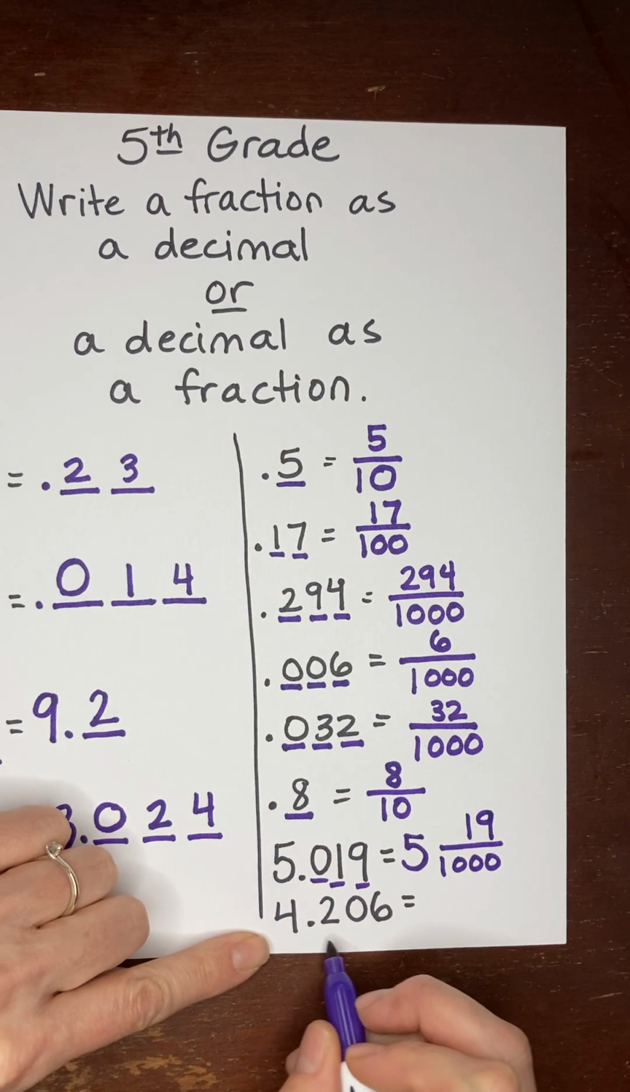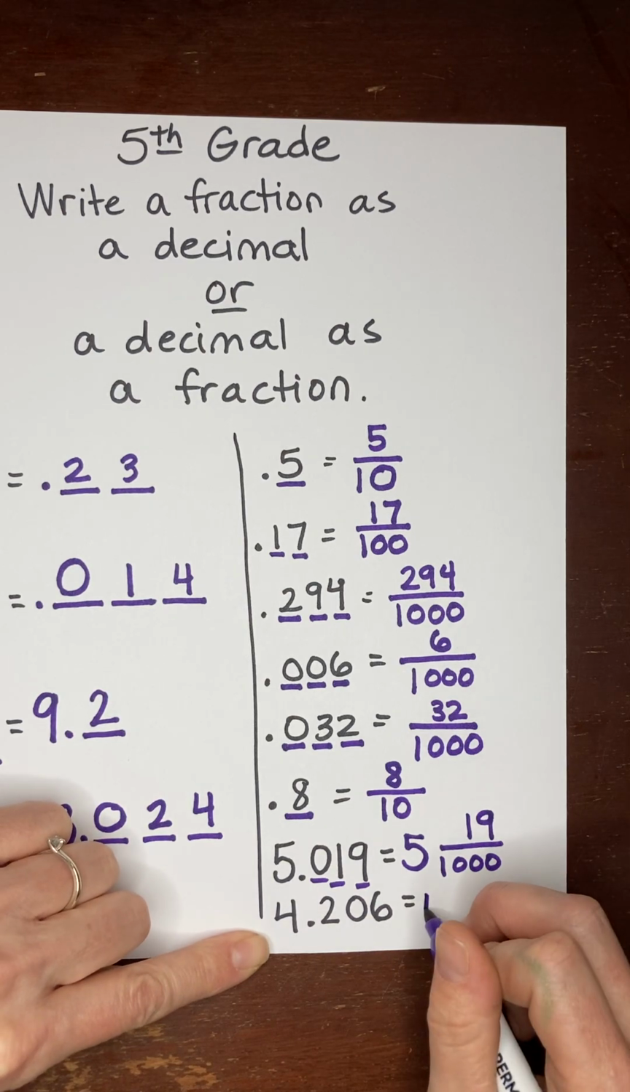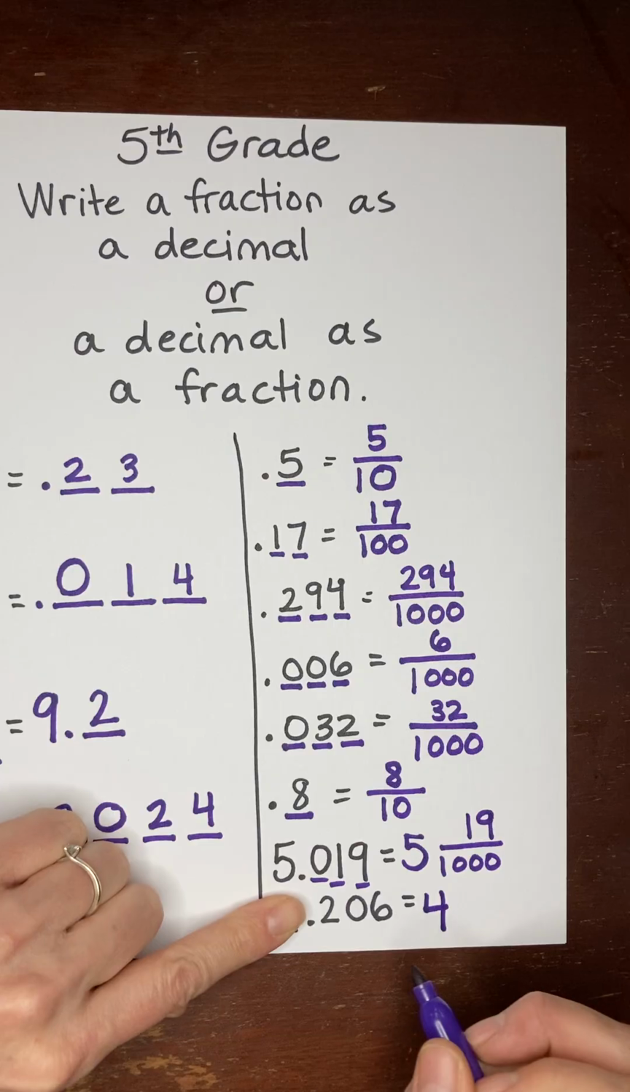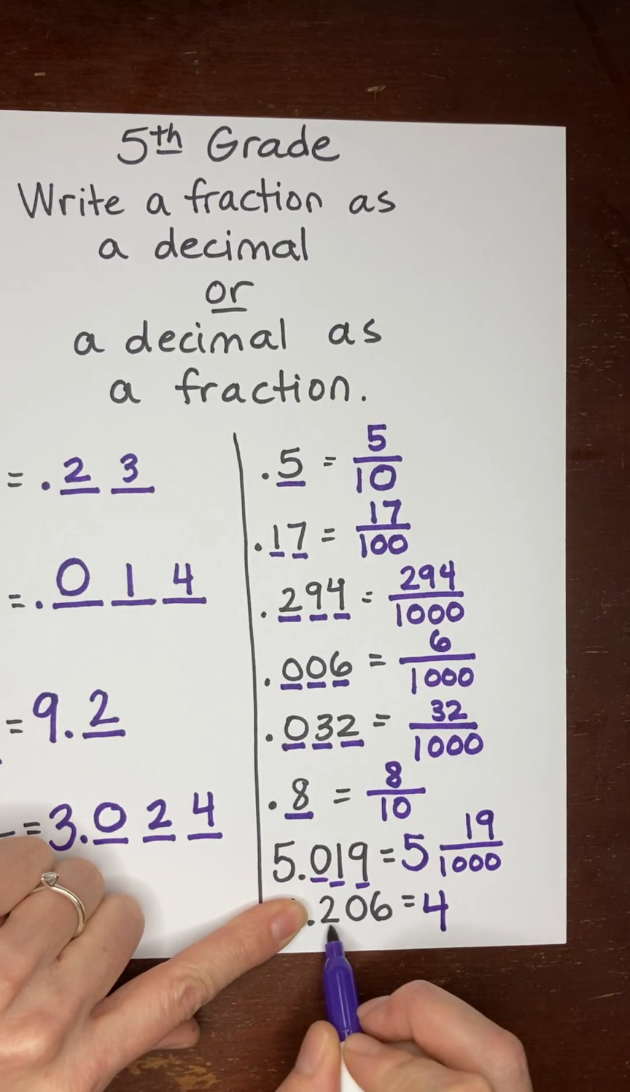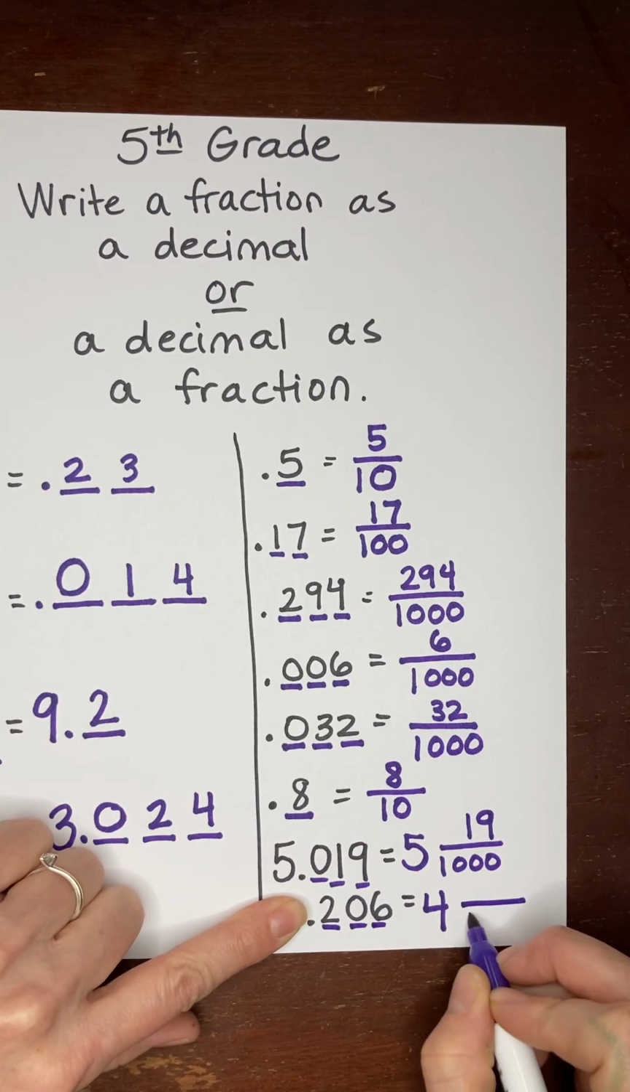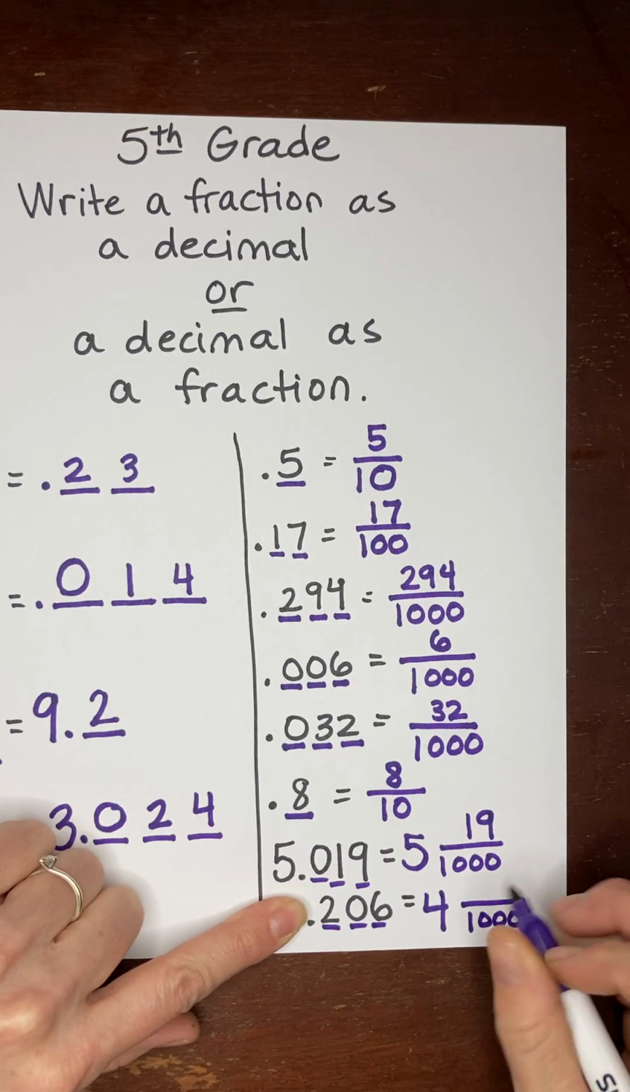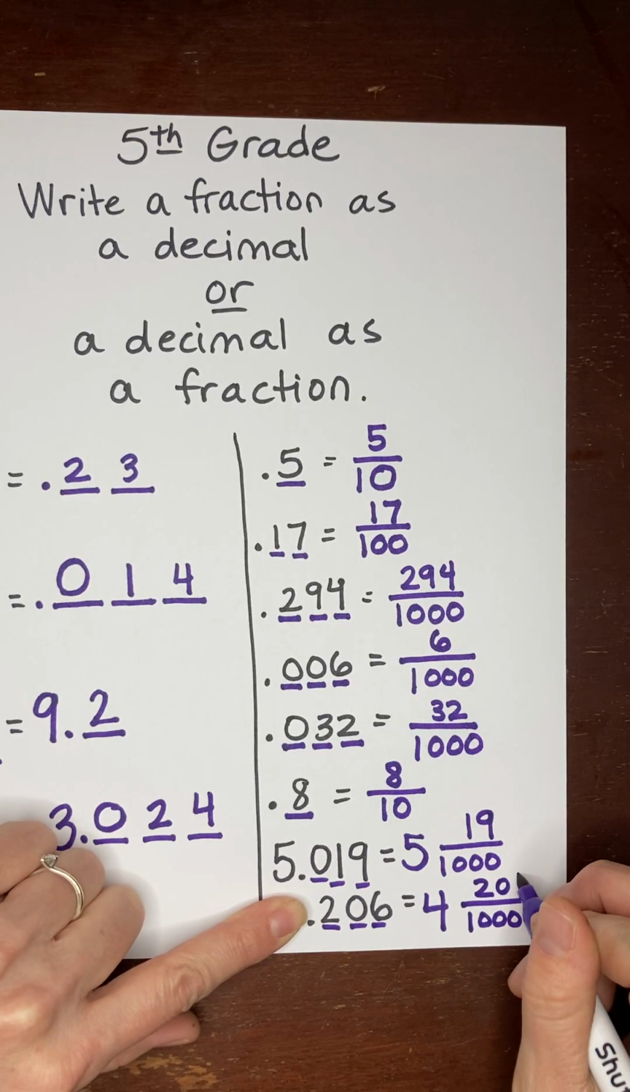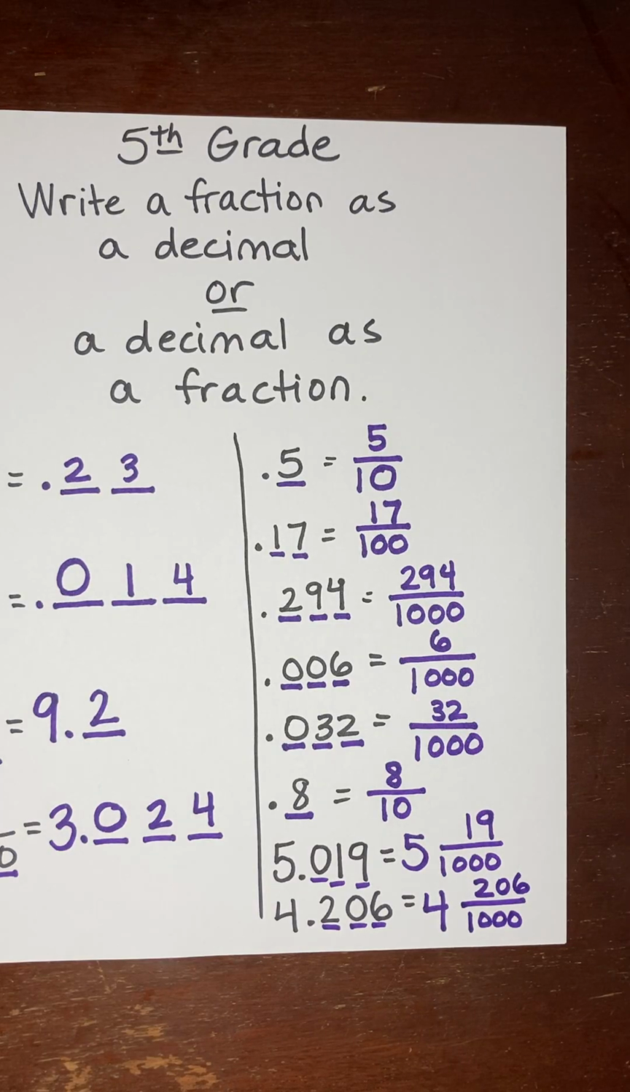Last one, 4.206. So 4 is my whole number. I'm going to cover that up, and I have 0.206. Well, 1, 2, 3. So my fraction is going to have 1,000 like that, and then I need to put 206 at the top. And that's all there is to it.